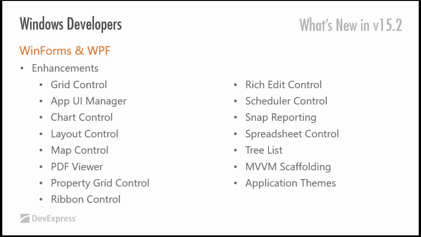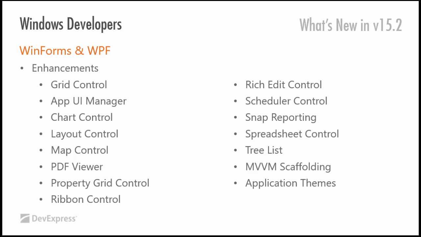You mentioned performance improvements. We've improved performance across the whole line of controls here. Property grid control is an example. It's now faster to actually display information. The ribbon control, we've added some new features. Rich Editor, we'll be showing you some of the new features in that.